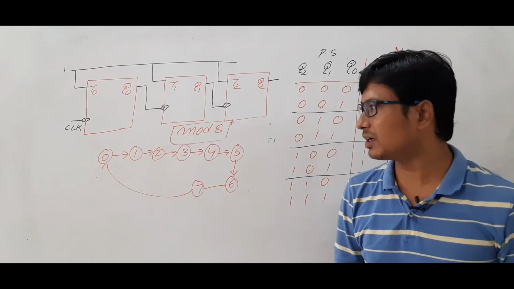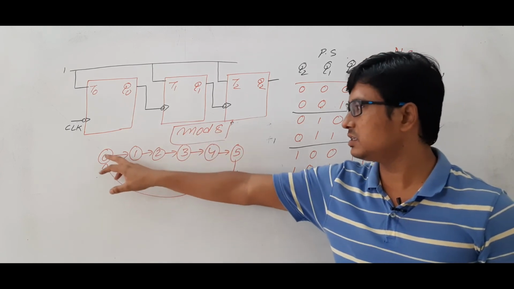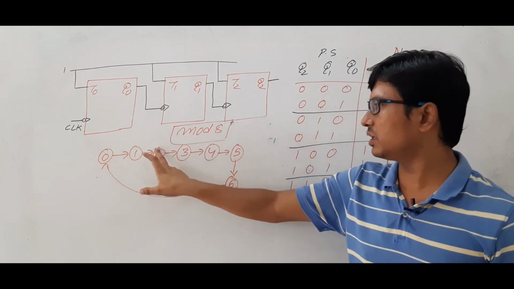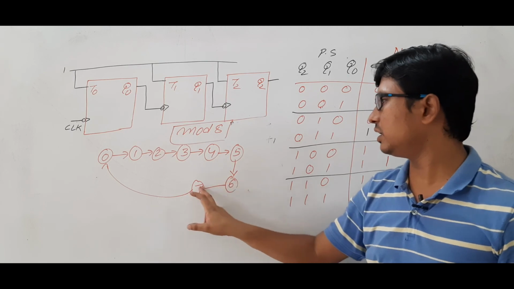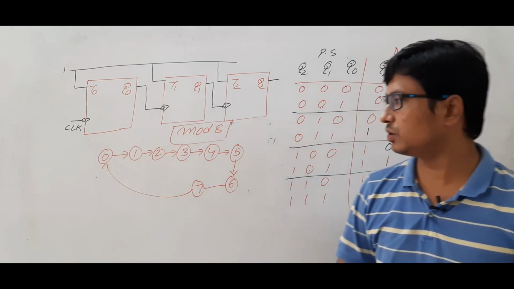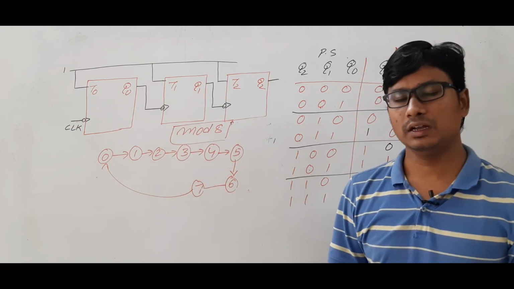I hope you have understood how I got the mod 8, because here you have 1, 2, 3, 4, 5, 6, 7, 8. After that again it is going to 0. So it is a mod 8 ripple counter.